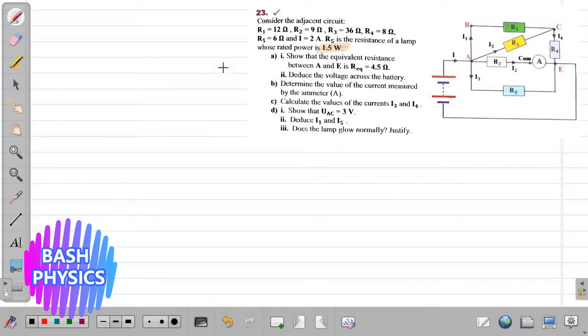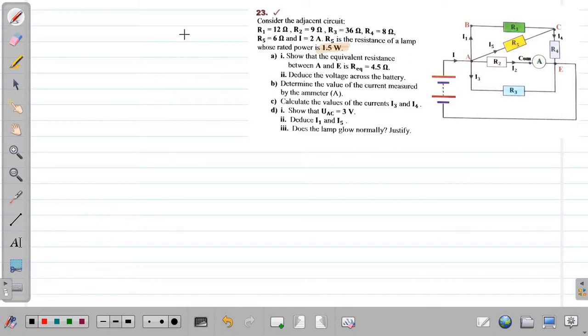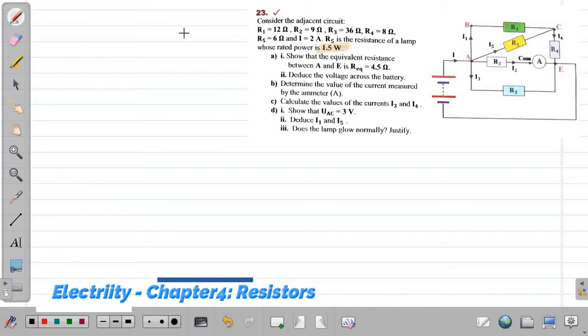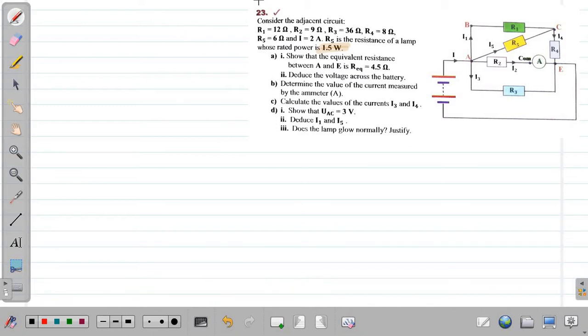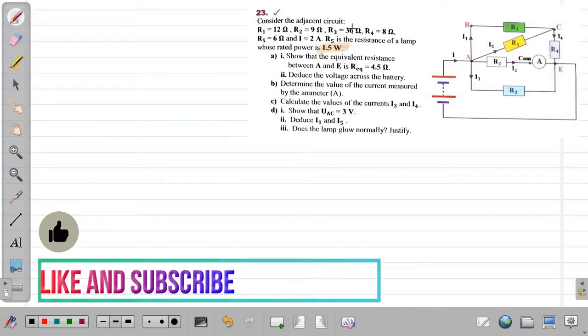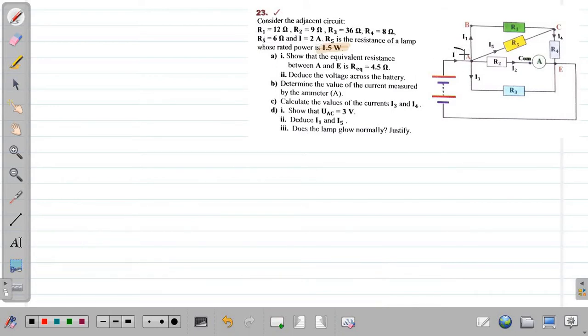بهذا الفيديو حنحل exercise ل chapter 4 chapter Resistors والتابع ل unit electricity، ورح نحل تحديدا exercise 23 من كتاب Everest. Consider the adjacent circuit. R1, R2, R3, R4 and R5 are given. I is equal to 2 ampere, the main current. This is the main current.